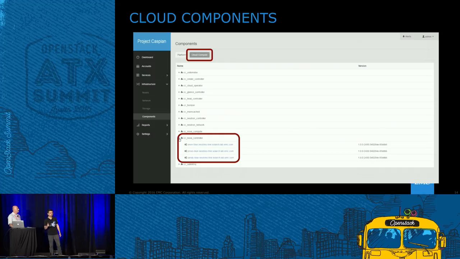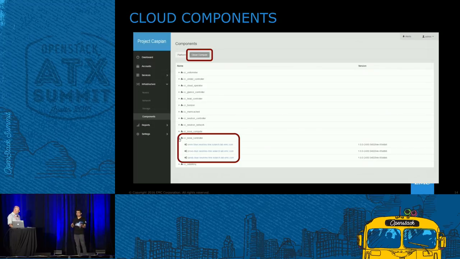What I want to highlight here is another key value prop: we use containers internally to deploy all the components, not just OpenStack services, but all the components in Project Caspian. And the reason we do this is because all these components, HAProxy, Nginx, etcd, the OpenStack services, Ansible, all of these have very different operating environments, their own dependencies and runtime libraries, their own quirks.